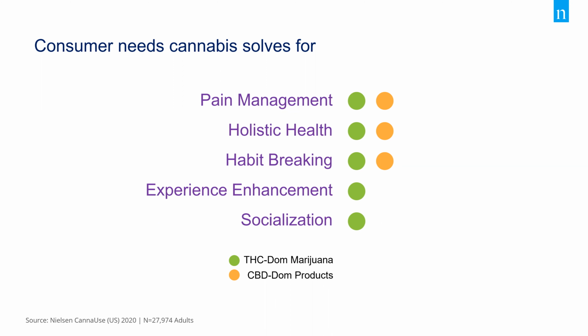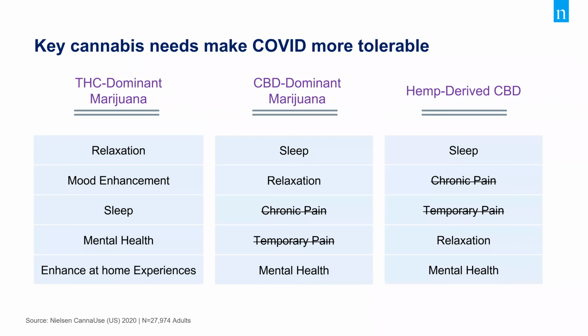And if you go to the next slide, you can see these are actually the top 5 needs across these 3 different categories that consumers told us that they're using these products for today. And again, you see a lot of competition across all 3 of these and a lot of the same items really showing up, particularly around relaxation, sleep, and mental health.